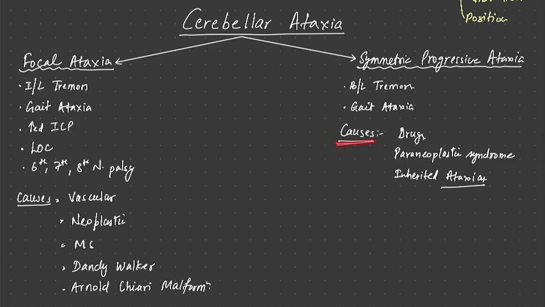Obviously, it is the cardinal sign of cerebellar symptoms, cerebellar pathology. Causes, some generalized cause like drugs. Which drugs? Phenytoin, which needs to be remembered, and toxins like mercury and lead. Right. There can be some paraneoplastic syndrome associated with bronchogenic carcinoma, some inherited ataxia. It is very much important. It needs to be remembered. Inherited ataxias, they will also always cause symmetric progressive ataxia. Right. So this is the division of cerebellar ataxia on the basis of etiology.